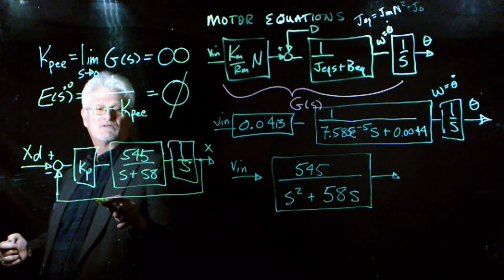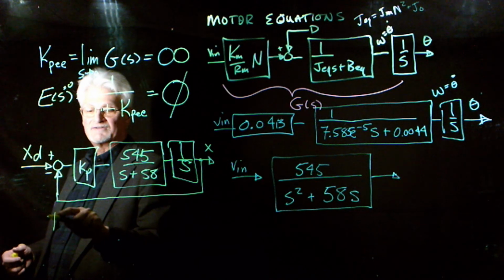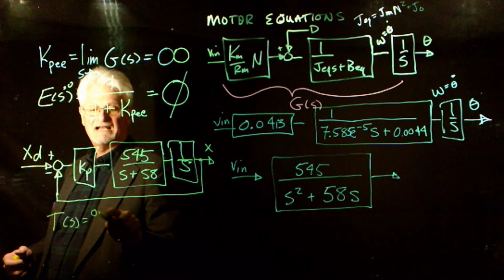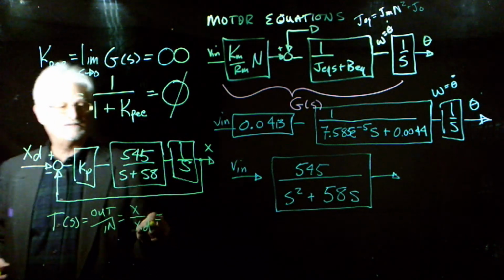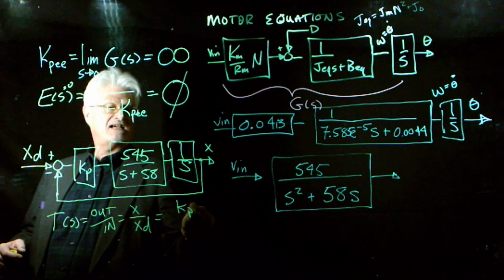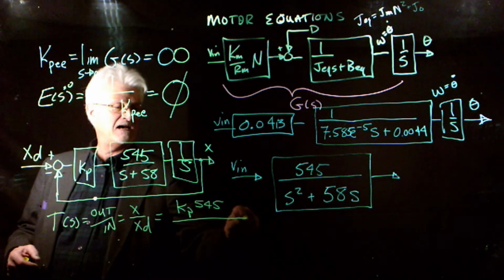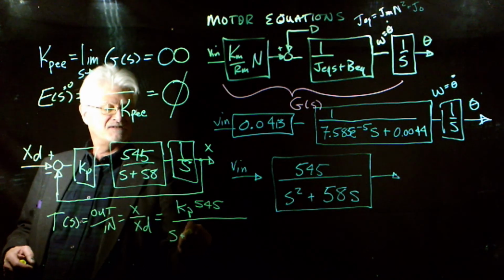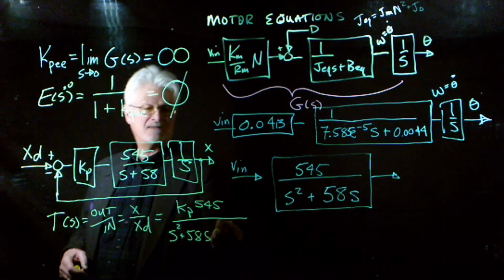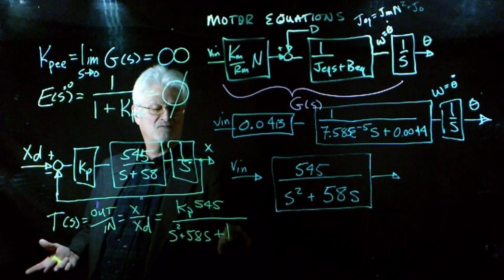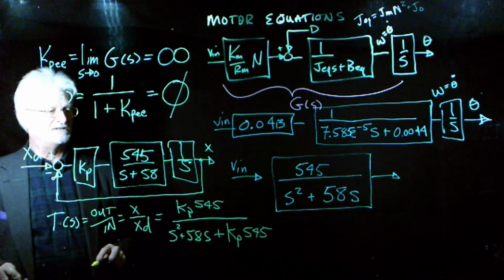We've done it before. So what we've got is that the overall transfer function, T of s, is equal to the output over the input. This is equal to x over x desired. This is going to be the numerator of g times the denominator of h, which is just 1, divided by the denominator of g, s plus 58 s squared, times the denominator of h, which is just 1, plus the numerator of g, Kp, times 545, times the numerator of h.